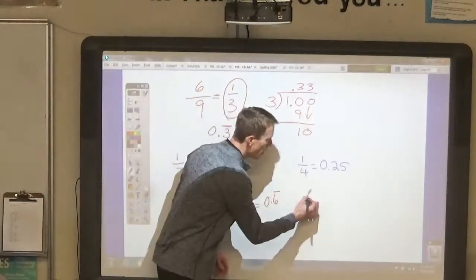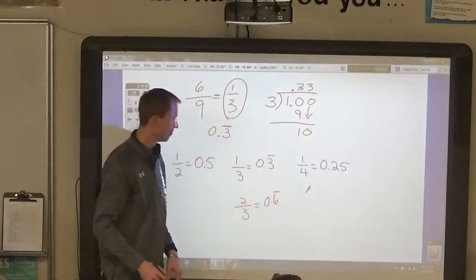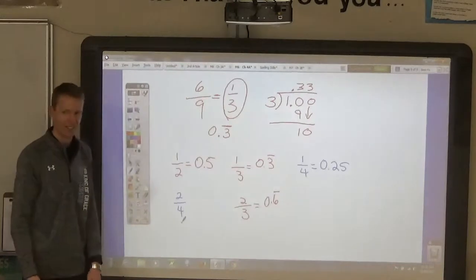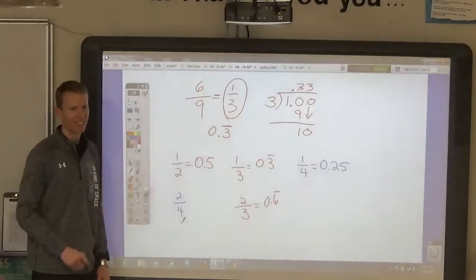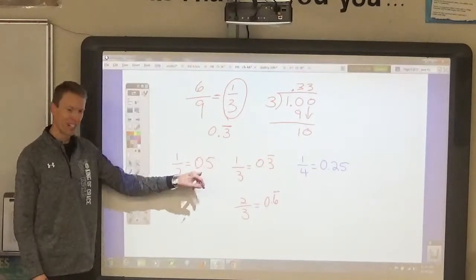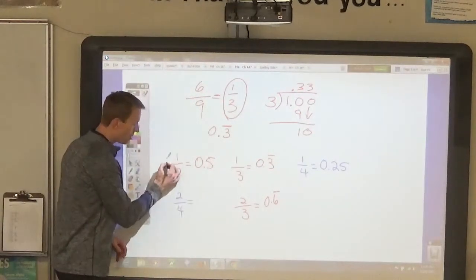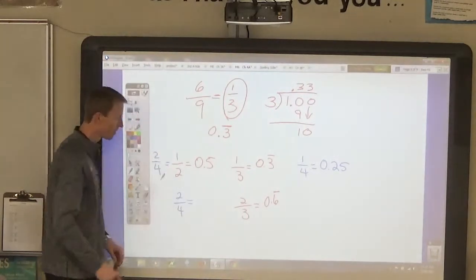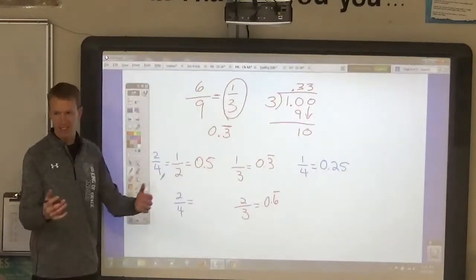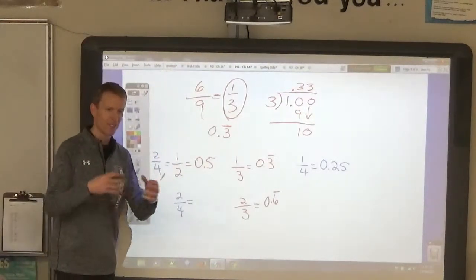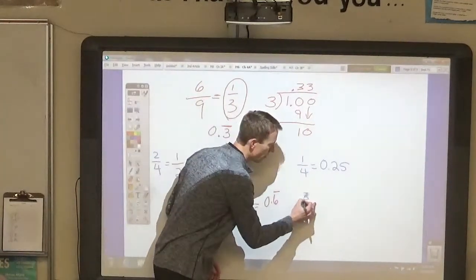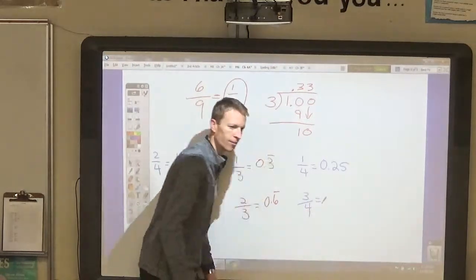Right? What would 2/4 be? We'll put this one over here, 2/4. Rice? Yeah, 1/2, which is 0.5. We reduced that, right? 2/4. Anytime you have a half, 3/6, 4/8, 5/10. It's 1/2, isn't it? What about 3/4? You should know that one.